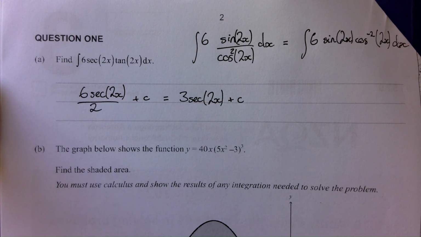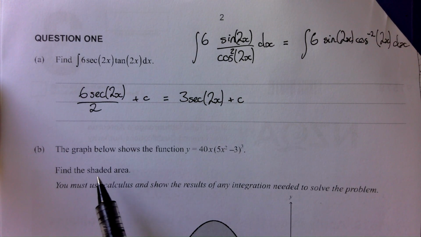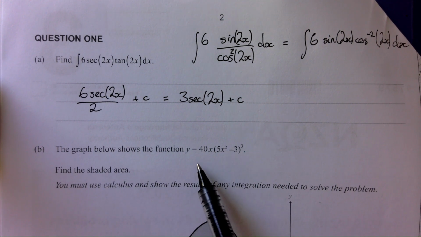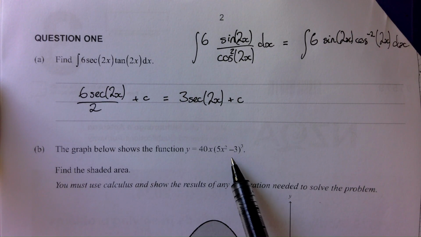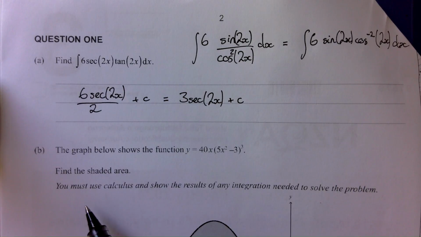Sorry, I'm back. Now for part B, we are told that the graph below shows the function y is equal to 40x multiplied by 5x squared minus 3 all cubed. And we are told to find the shaded area using calculus, showing the results of any integration needed to solve the problem.